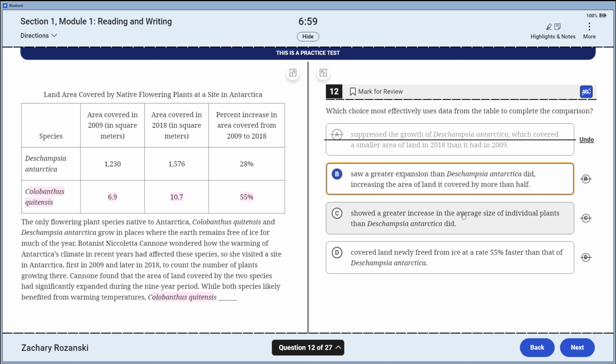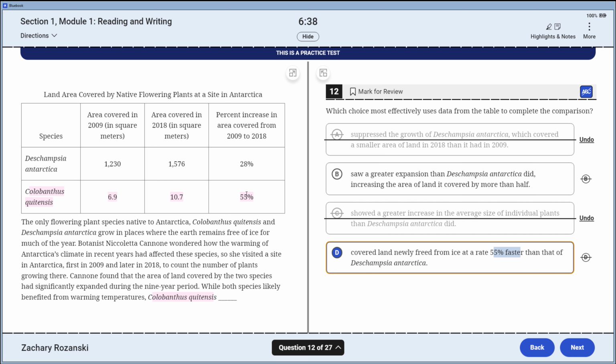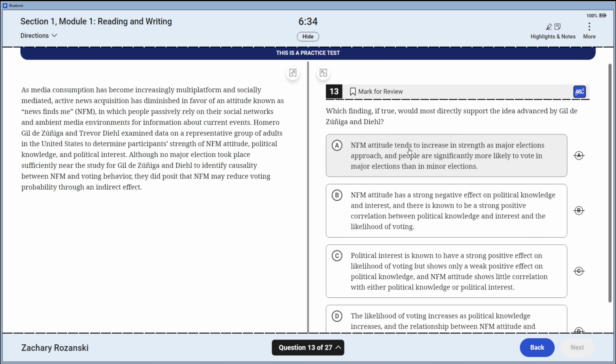Showed a greater increase in the average size of individual plants. We have land area covered. This chart is measuring land area covered, not plant size. So that can go. If I didn't like B, maybe I would go looking for the text, but I think B is a gorgeous choice. Covered land newly freed from ice, 55% faster. That's not what it's measuring. It's not measuring the rate at which. B is going to be the right choice.